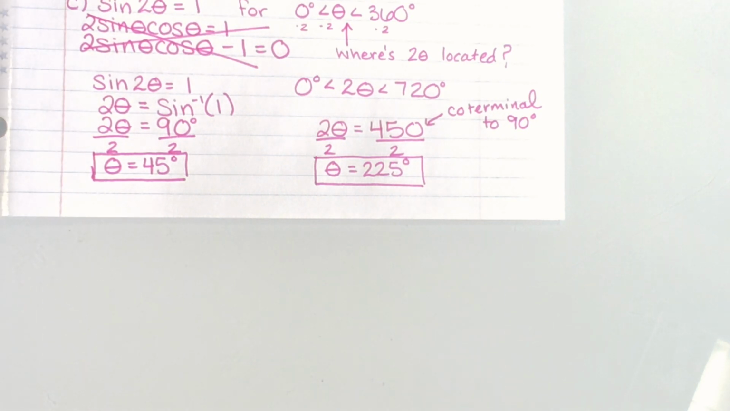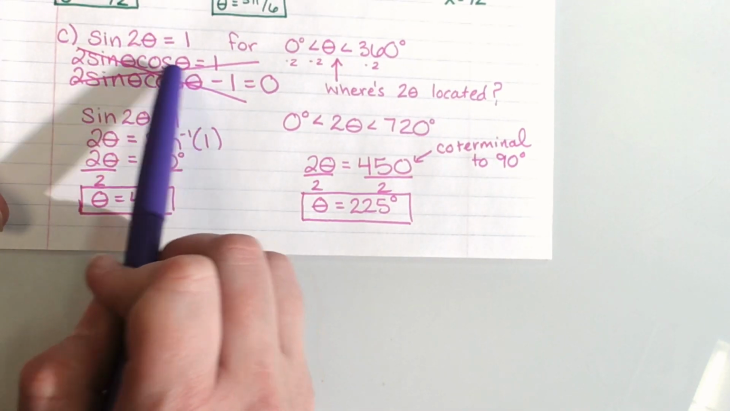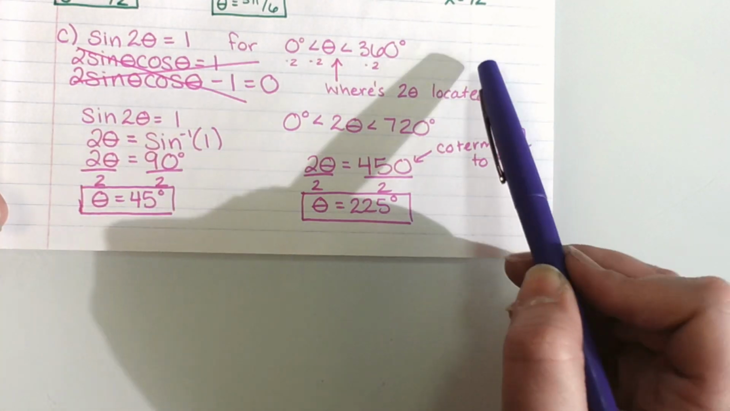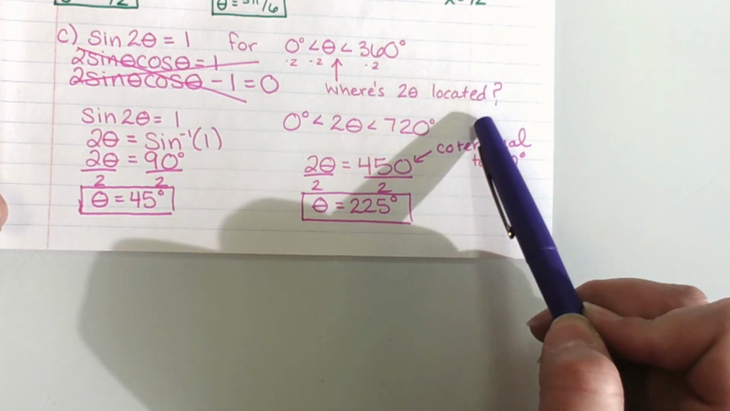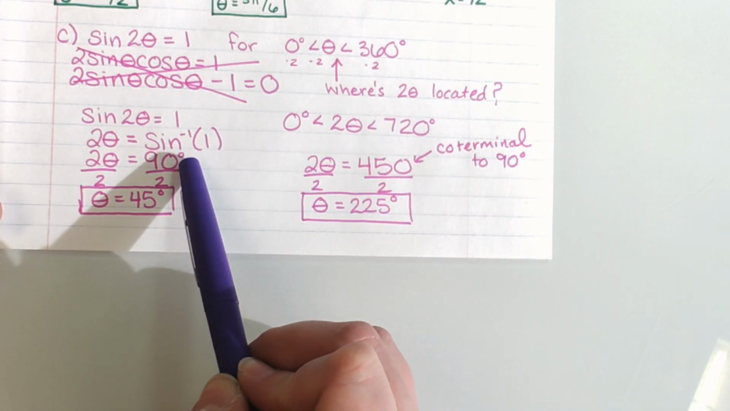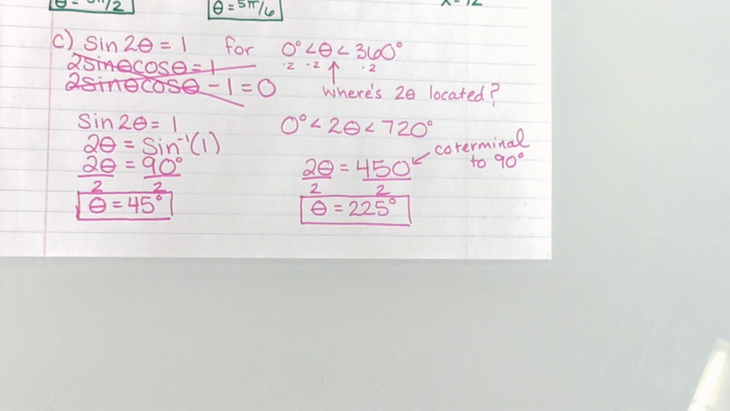So, if getting it down to regular theta becomes a problem, you can still solve as if it were 2 theta, but you have to adjust your range of things that you get out of the unit circle to include things that are coterminal.